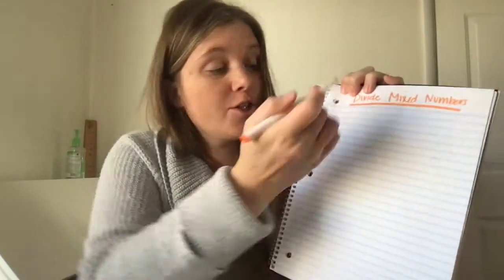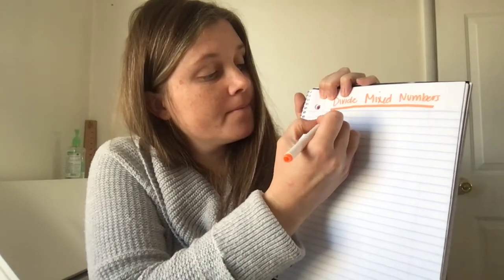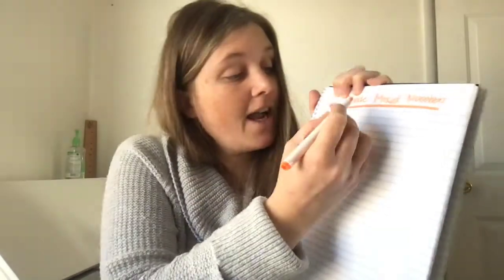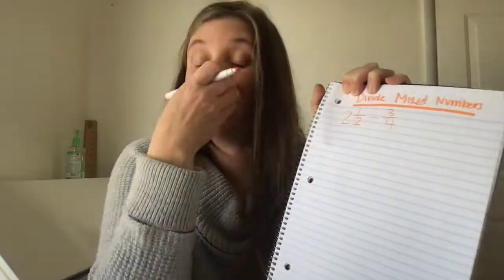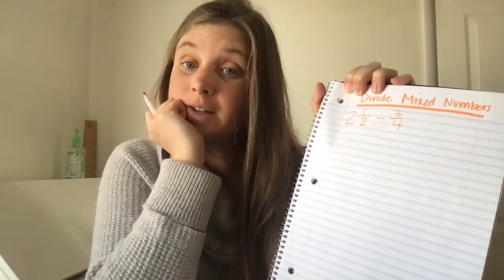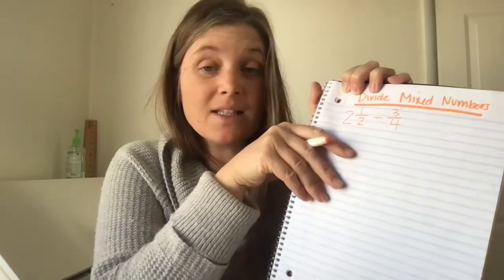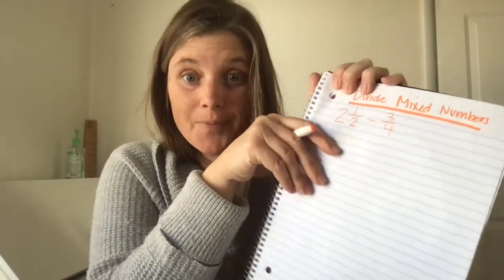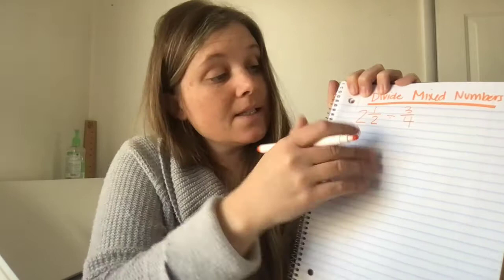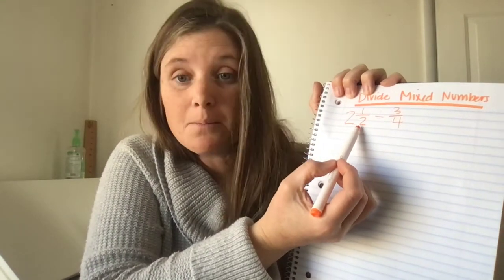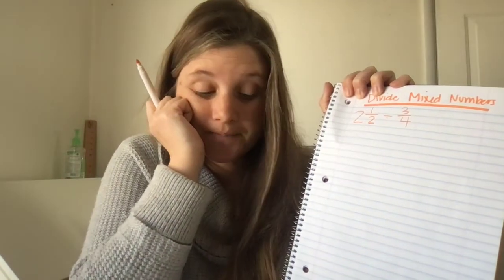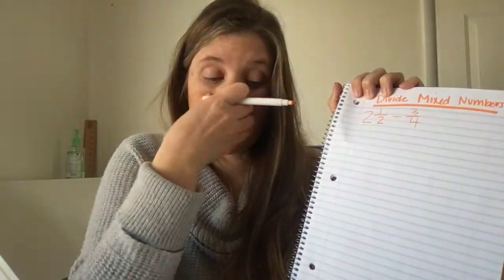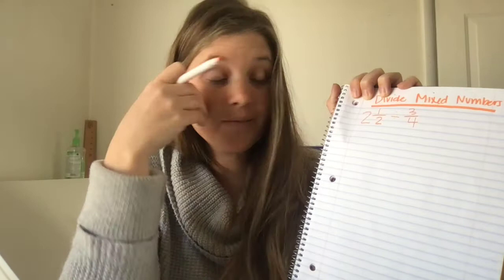Okay, let's pretend that you have 2 and 1/2 divided by 3/4. Now, remember last time we did dividing fractions, and this is actually very similar. The only difference is we've got to change this mixed number into an improper fraction. Okay, and do you remember how to do that?